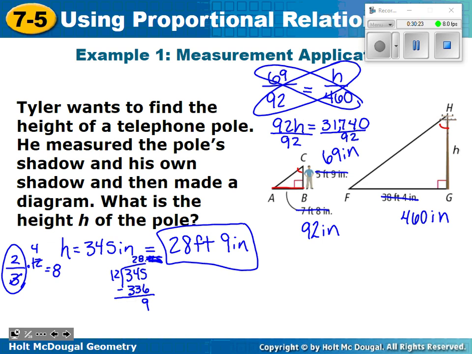Okay, so stay with like the one under. Say it again, Tyler. Fractions. Does that make sense, Katrina? Cindy, we good? Good over here? All right. So 28 feet 9 inches is the height of the telephone pole.